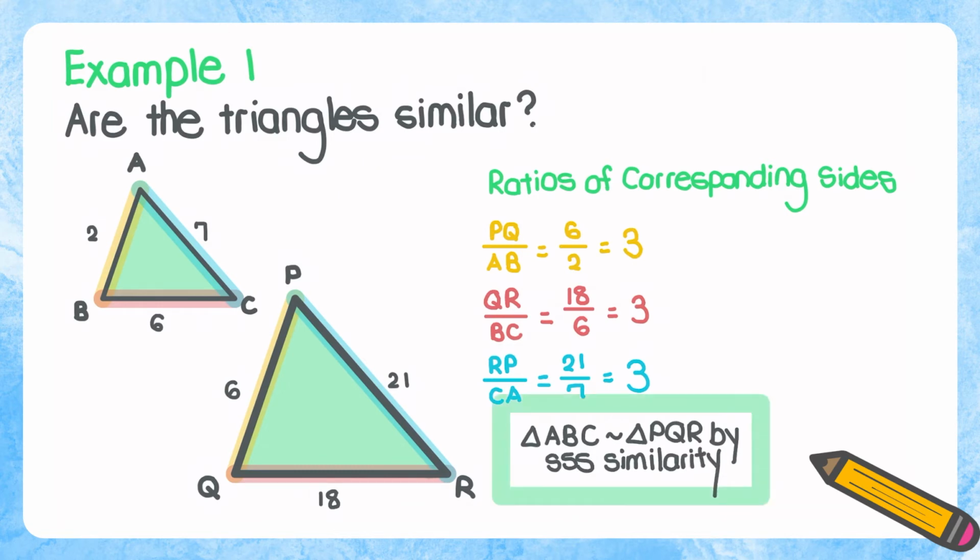Basically, what we're doing is finding scale factors of all three pairs of corresponding sides and checking to see whether they're equal or not. If they're all equal to each other, then we can say that the triangles are similar through SSS similarity.